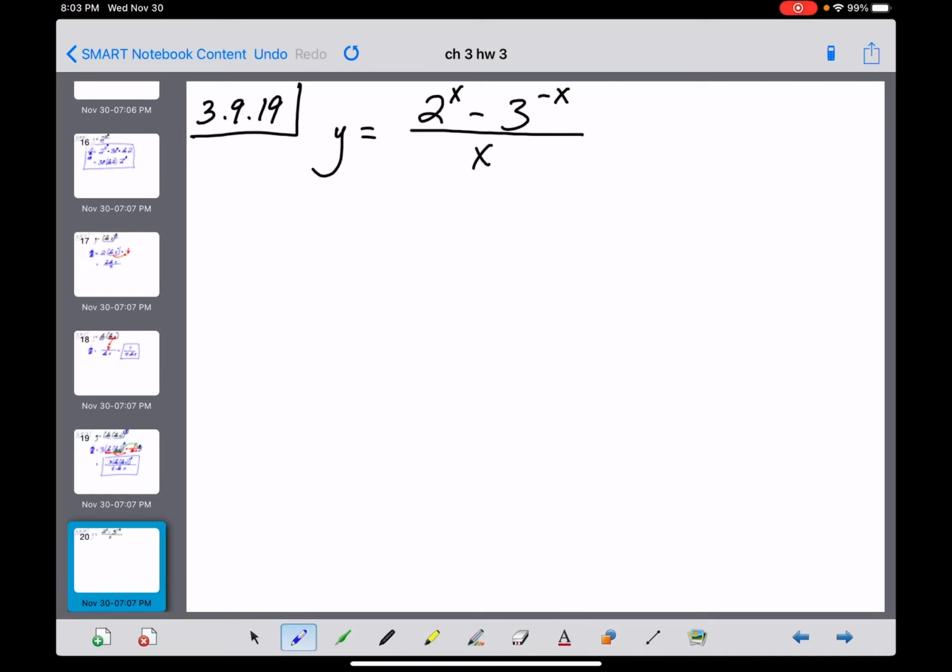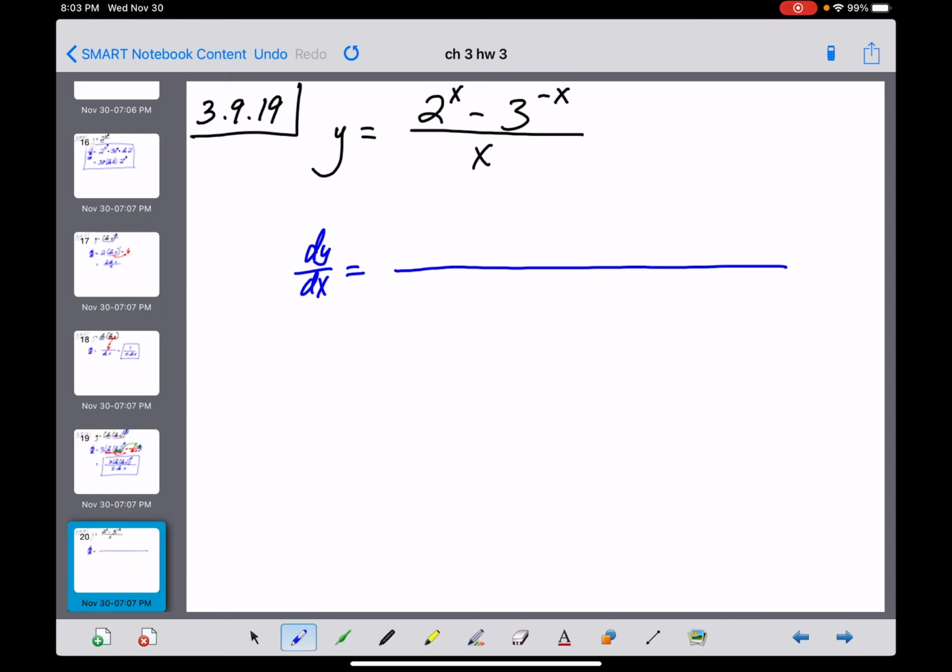Okay, in number 19, they're asking us to take the derivative of this kind of ugly function right here. So dy/dx is going to equal, well, the first thing we probably all see right here is that y is written as a fraction, a quotient of two different expressions that both contain your variable. That means we need to take the quotient rule here first and foremost.